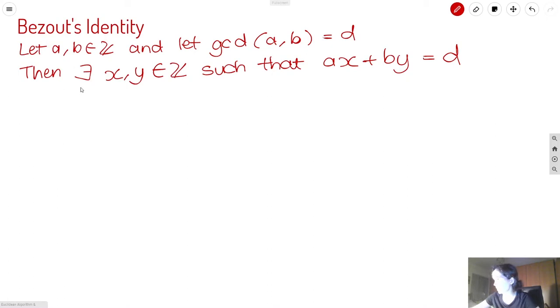Okay, so in other words, if we have a and b and we know that their GCD is d, so d can be 1 or any other natural number, then it means that you can find two integers x and y such that if you multiply one by a and the other by b, you will arrive at d, their GCD. Okay, so let's do another problem involving Bezout's identity.